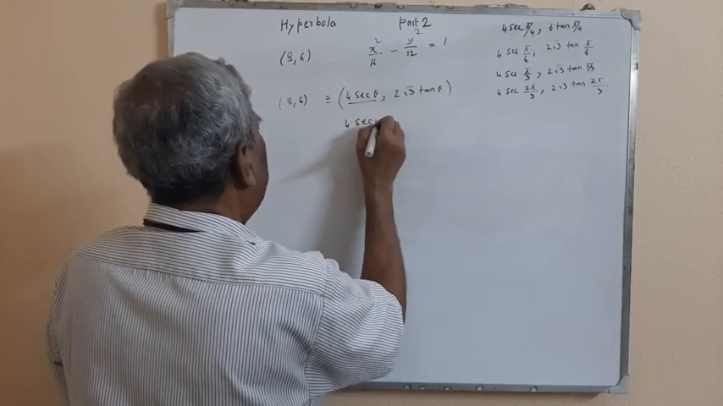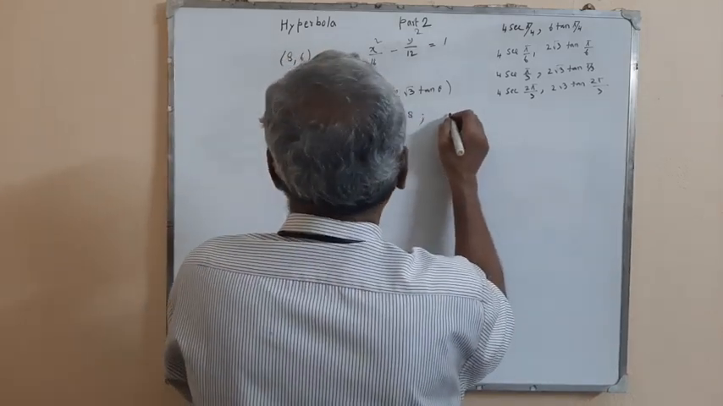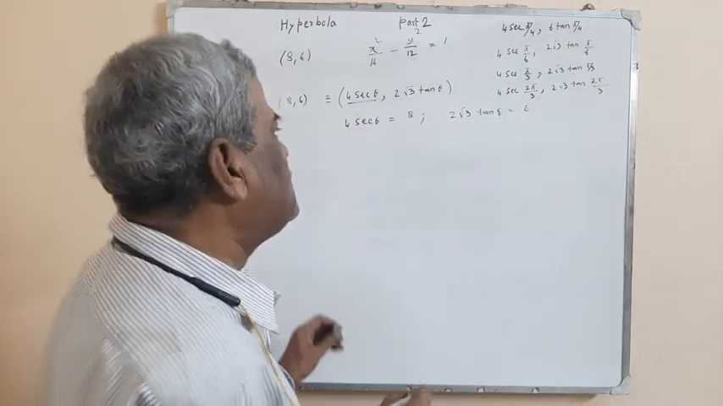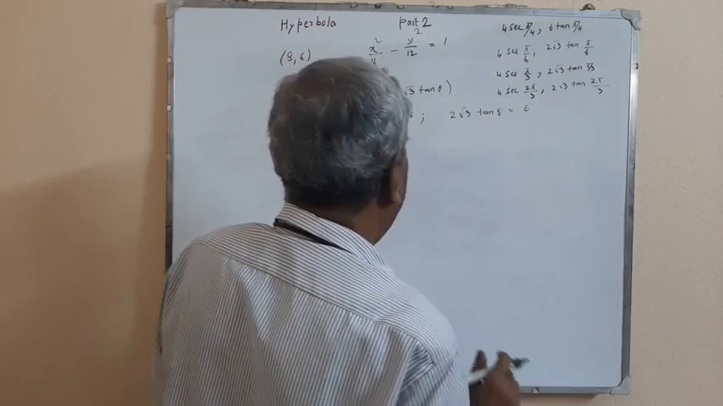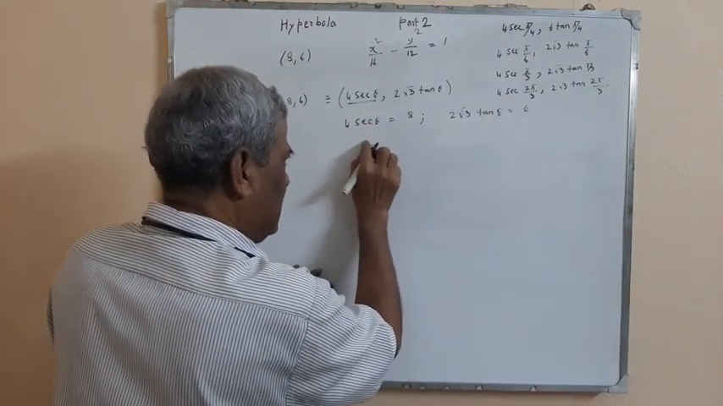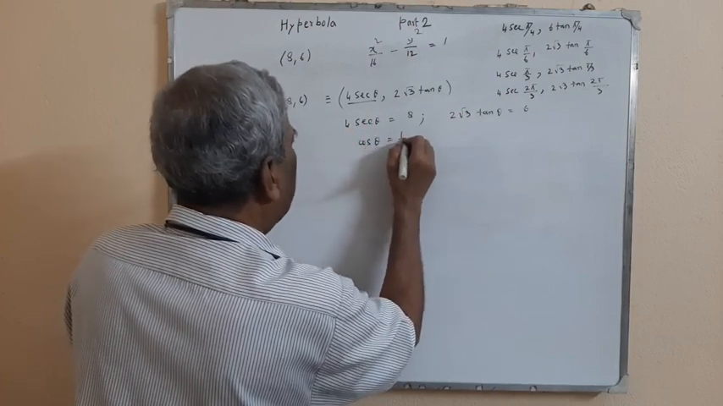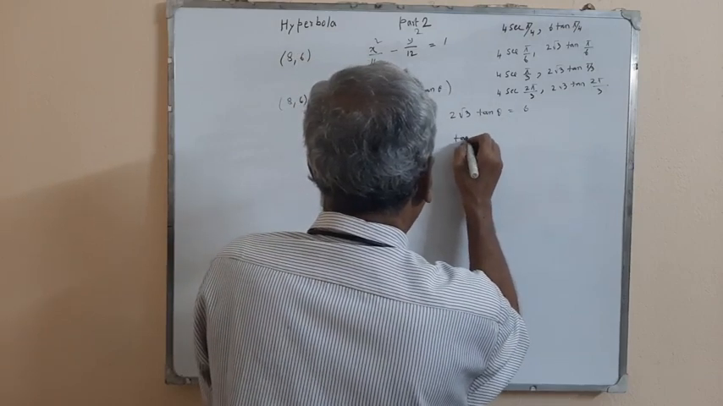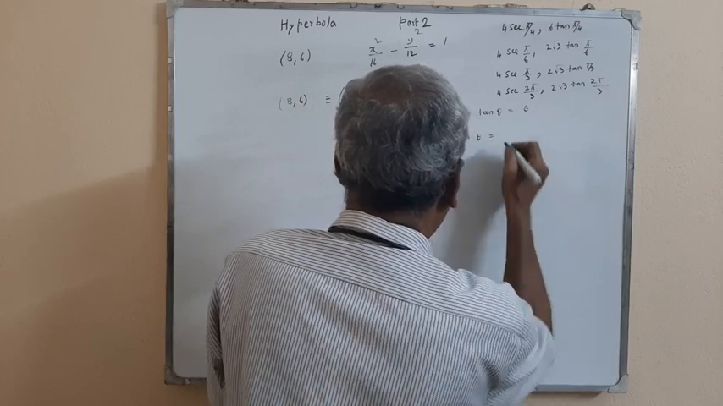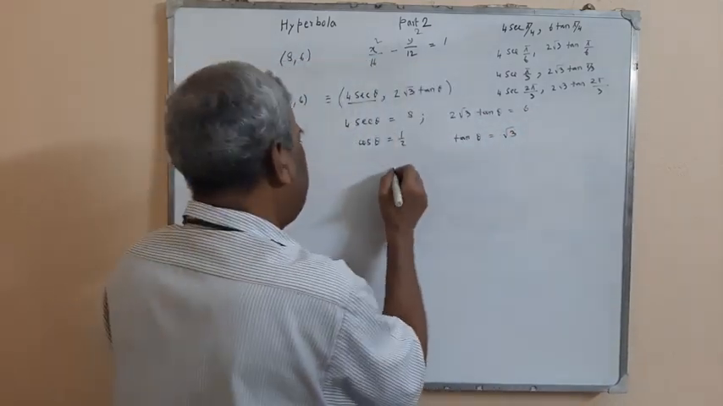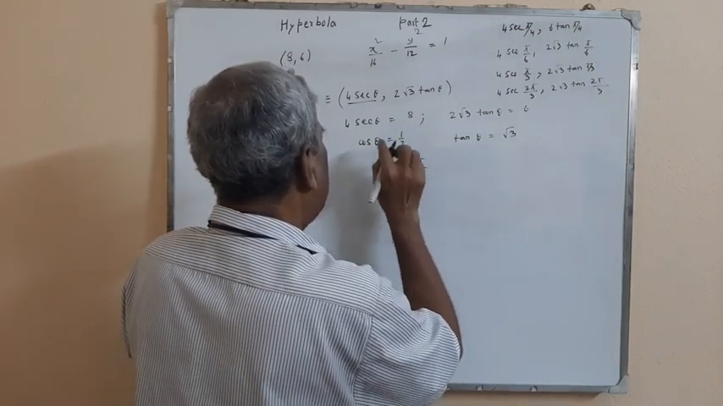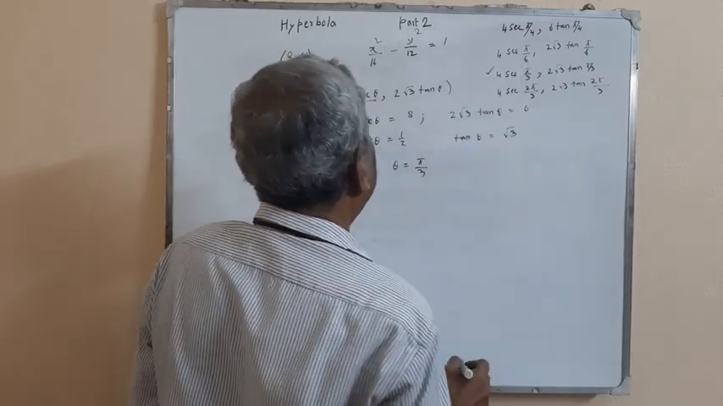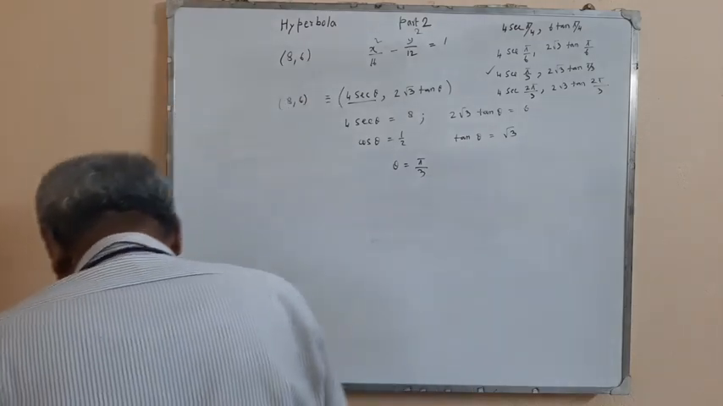So 4 sec theta is equal to 8 and 2 root 3 tan theta is equal to 6. We have to find one theta which satisfies both simultaneously. From this, sec theta is 1 by cos theta, so cos theta is equal to 4 by 8, which is half. And from there, tan theta is equal to this by that, which is root 3. Now very easily we see that theta equal to pi by 3 satisfies both. So theta is pi by 3, and this option is correct. Next.